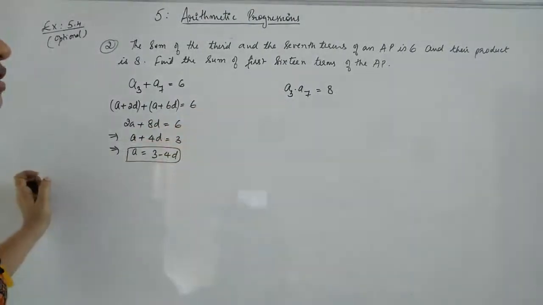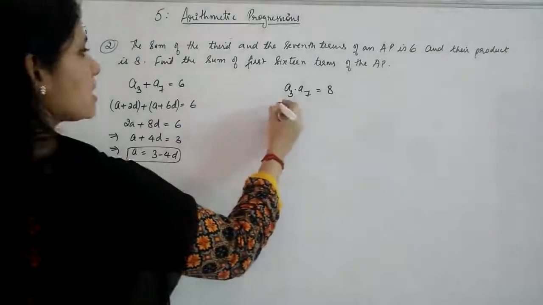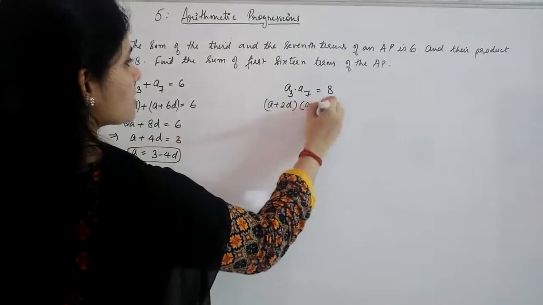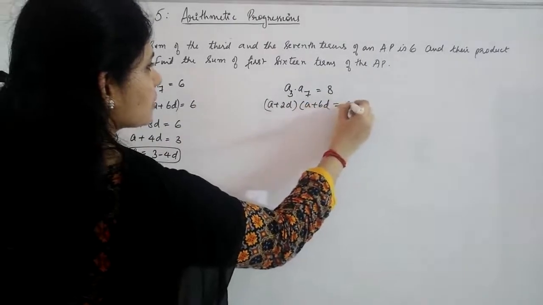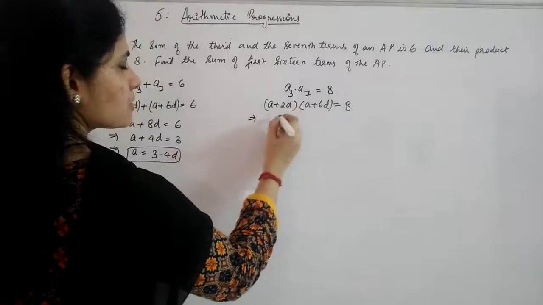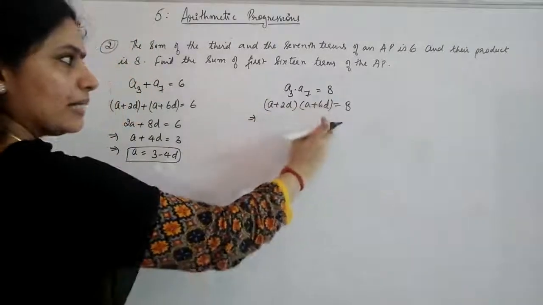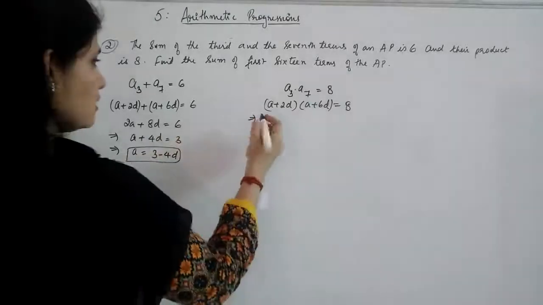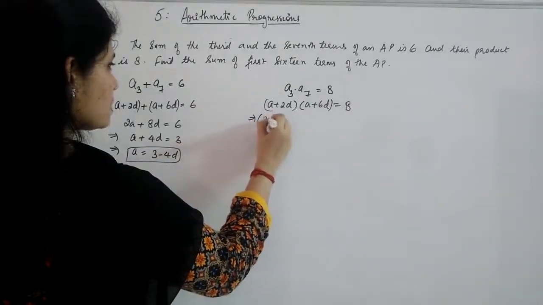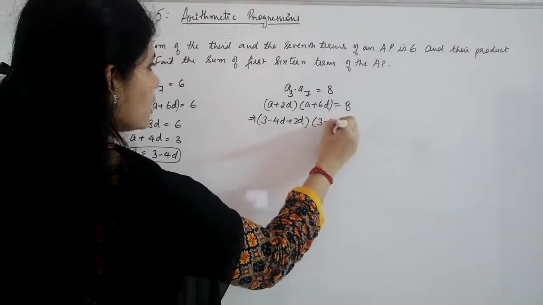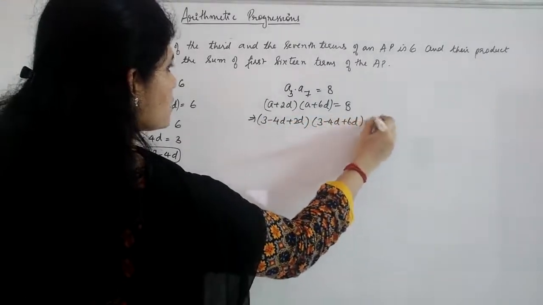That is a3 into a7 is 8. We are just again replacing the values: a plus 2d into a plus 6d is equal to 8. You just don't multiply them, you just replace the value of a given here so that it will become easier. The value is 3 minus 4d plus 2d into 3 minus 4d plus 6d is equal to 8.